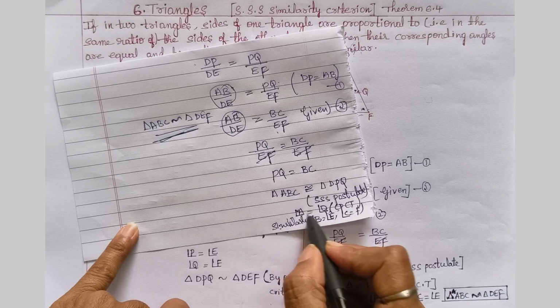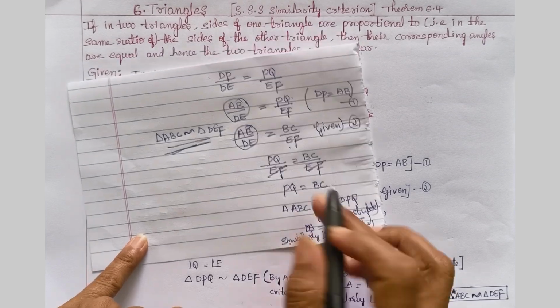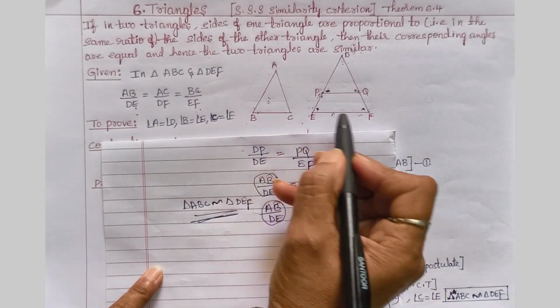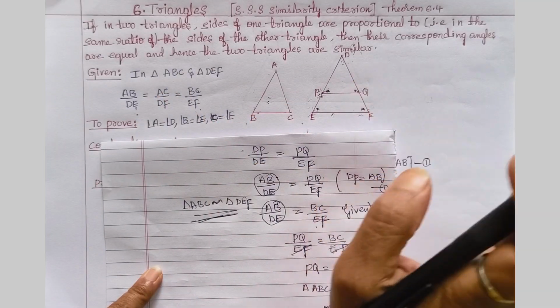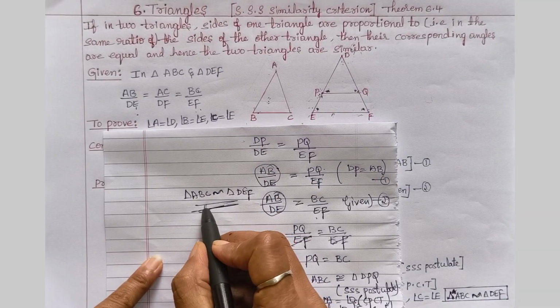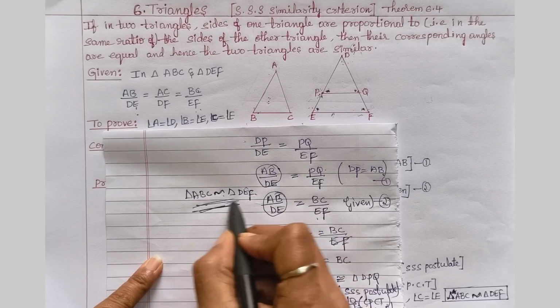See here, A is equal to D. Similarly, B is equal to E, and similarly, C is equal to F. So if sides are proportional, the angles are equal. So triangle ABC is similar to triangle DEF.